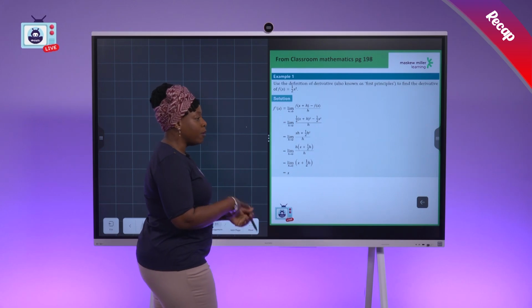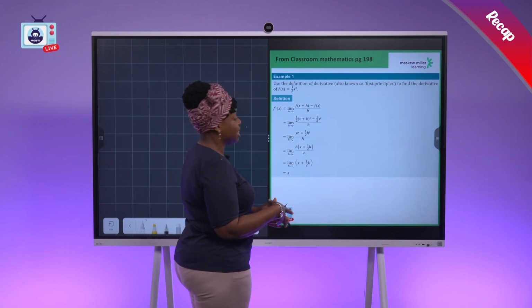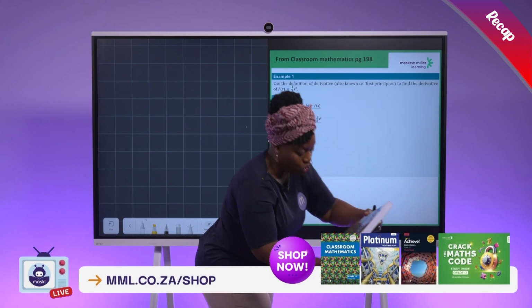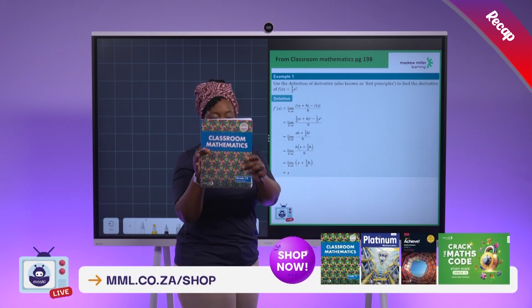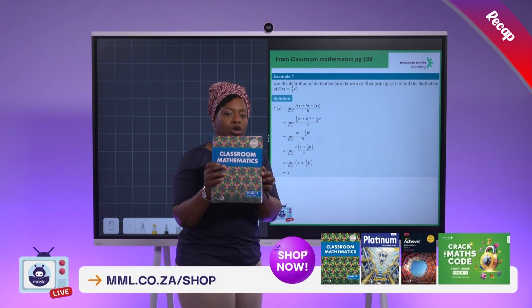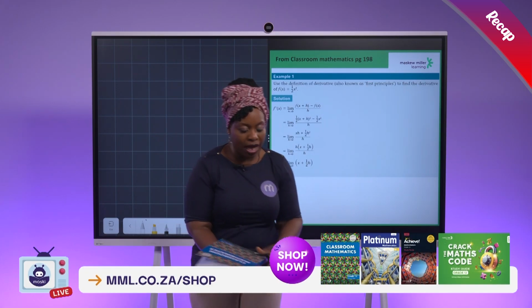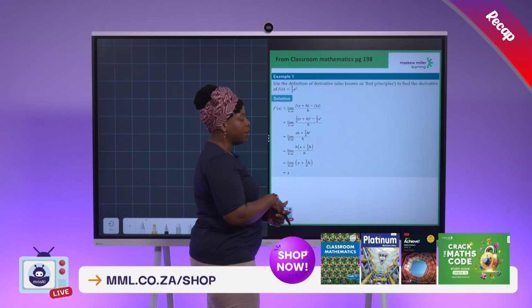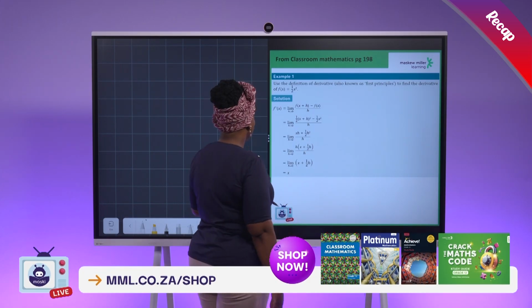All right. Now I'm going to show you an example that has been created for us from our textbook, which is Classroom Mathematics. We have the book and you can shop for it online. I'm just going to show you the color, this is how the book looks. You can get most of the questions from this book as well. You can shop for it online or you can buy it in any store. So this is what we have.